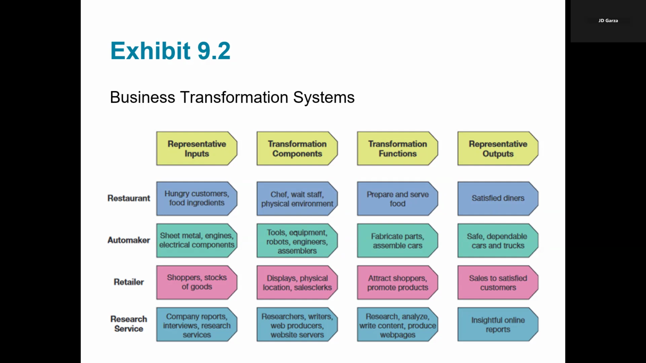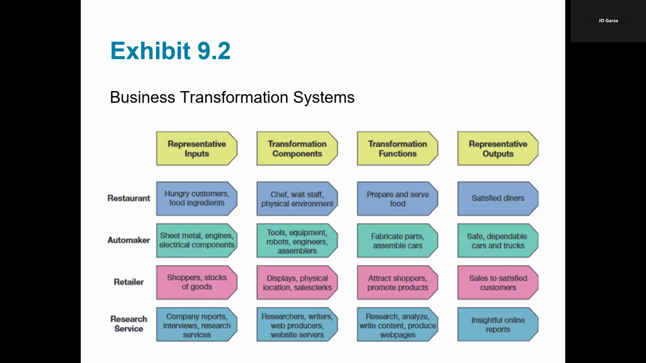The next one you have is the transformation components and even functions. So once these inputs are gathered, they're now processed through specific transformation components and even functions. And this step involves the use of people, equipment, technology, even procedures to convert those inputs into outputs.